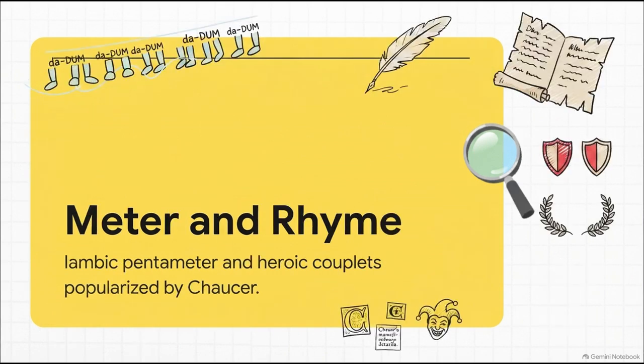You definitely need to be prepared to identify exactly which estate is being mocked just based on a character's description. Now, next up in our content bucket is meter and rhyme. Chaucer's credited with really popularizing iambic pentameter in English verse, and he famously used rhymed couplets, which later became known as heroic couplets, as a major structural device in the tales.